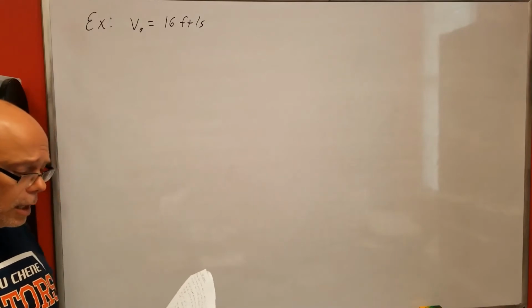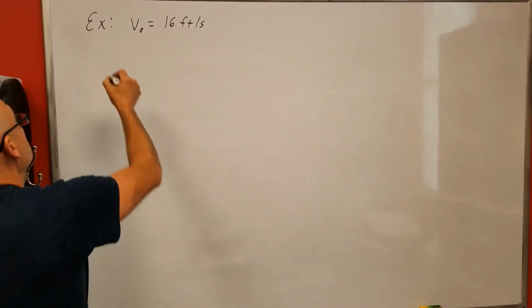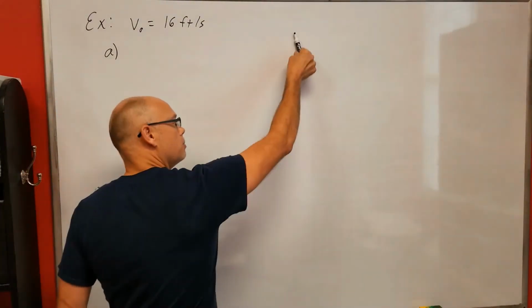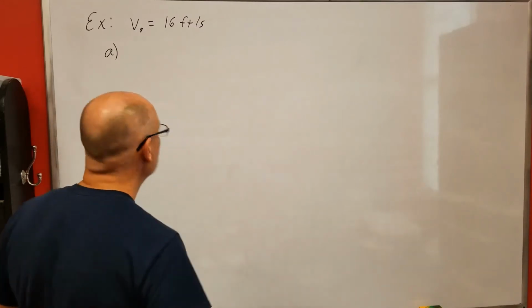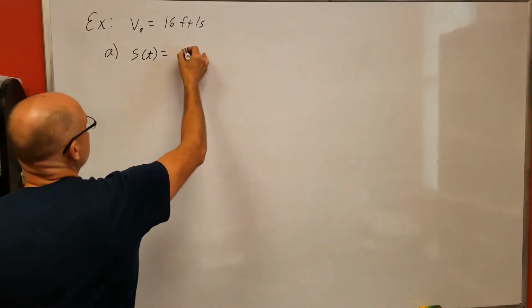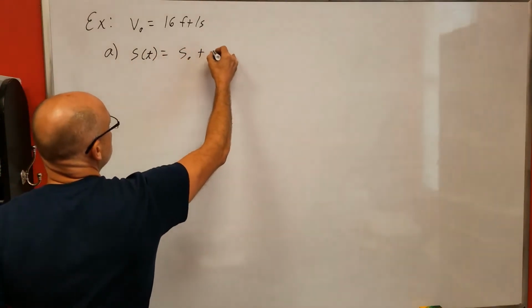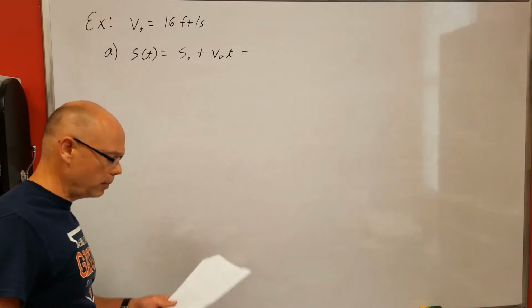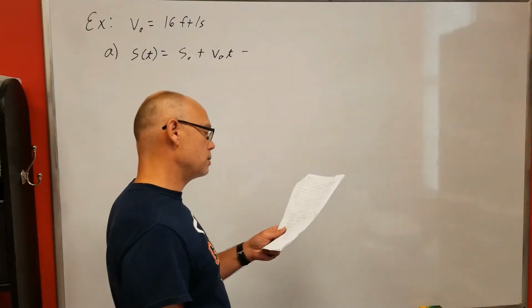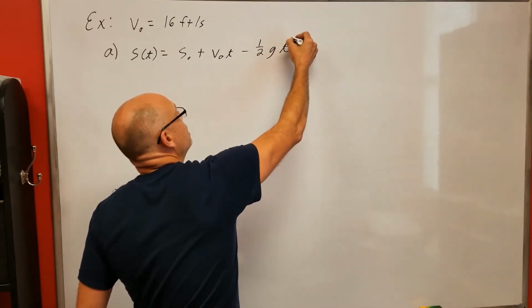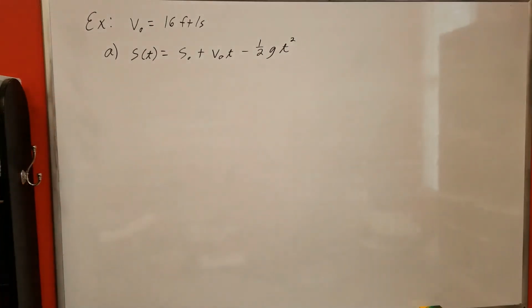Then it says for part A, how long will it take the projectile to hit the ground? My projectile is going to be launched upward, and it's going to come back down, right? Well, let's find our position function, S of t. What was S of t? S sub 0 plus V sub 0 times t minus 1/2 g times t squared, according to what we just had on the board a little while ago.